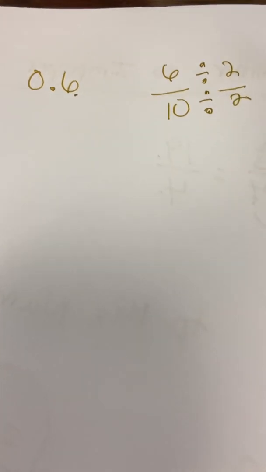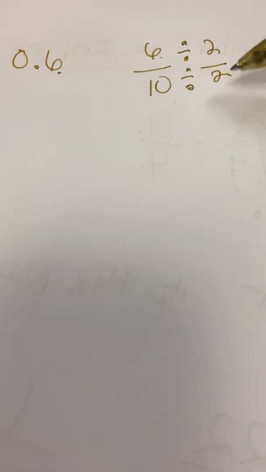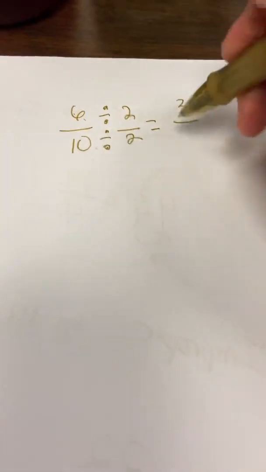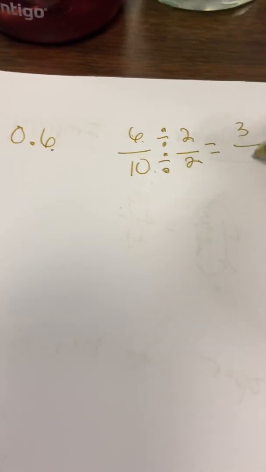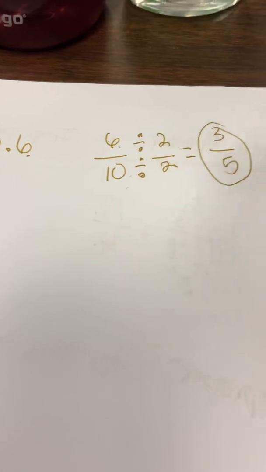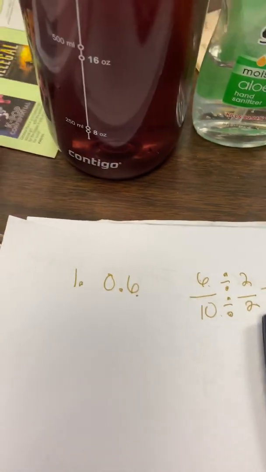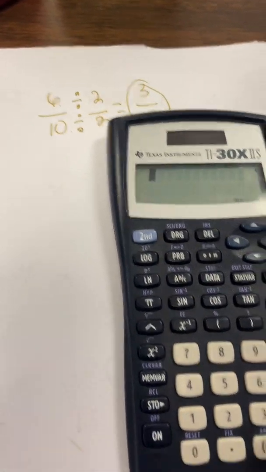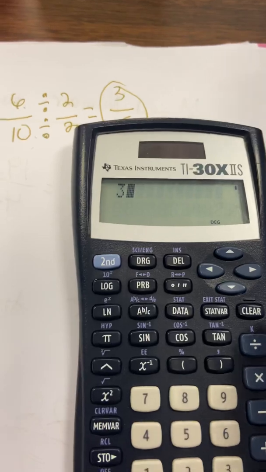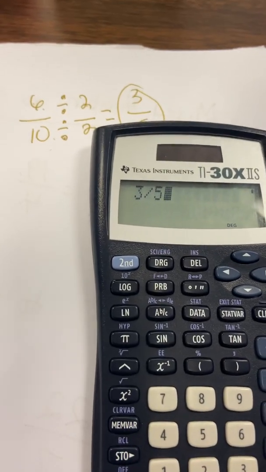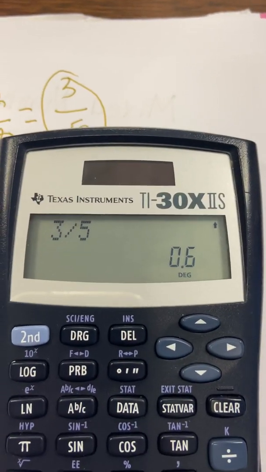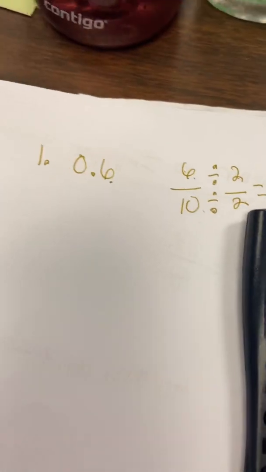And so I'm now dividing 6/10 by 2/2. So 6 divided by 2 is 3, 10 divided by 2 is 5. So my final answer is 3/5. And then I can check that also, because remember today I showed you that you're gonna take your numerator and divide it by your denominator, and that will give you your decimal. So then I get 0.6, I know I'm right, okay?